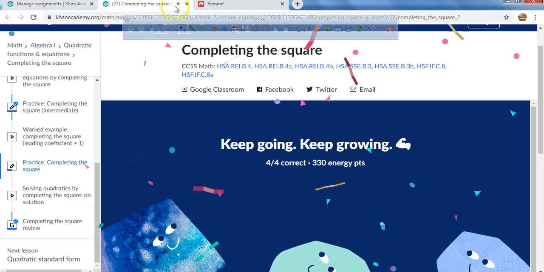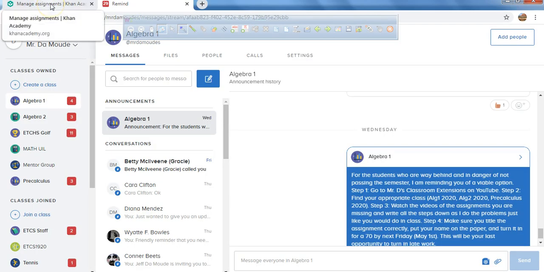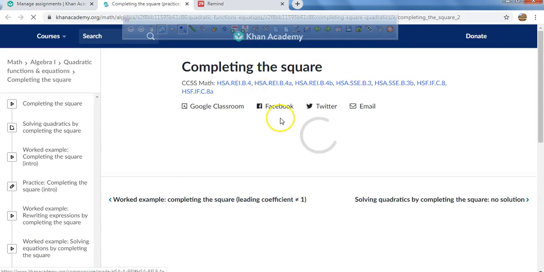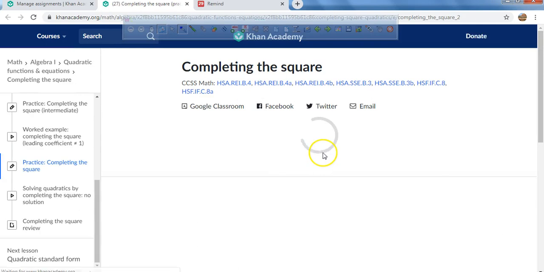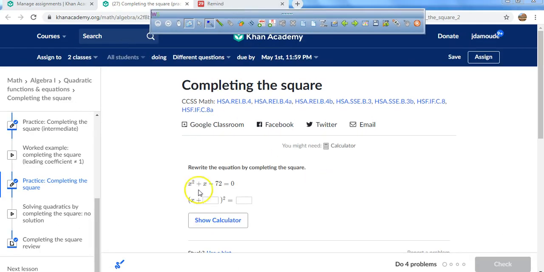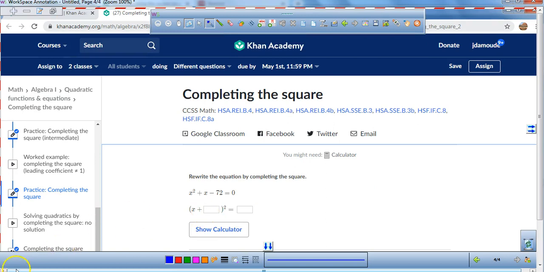Alright, let's go ahead and try that one more time. Completing the square. Alright, we'll do 2 more. Okay? Hopefully they won't be the same problems. Alright, here's another problem. Let's go ahead and rewrite the equation by completing the square. So go ahead and write this down.